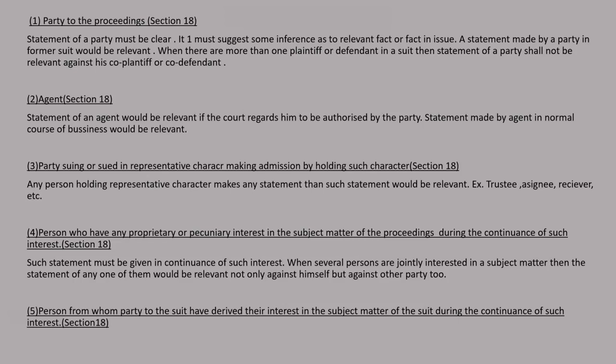Now the fifth person is the person from whom parties to the suit have derived their interest in the subject matter of the suit, during the continuance of the interest. So any person having an interest in the subject matter. Any person having an interest in any particular benefit or any particular right to be decided in a subject matter, then that person's statement would be relevant in that proceeding.